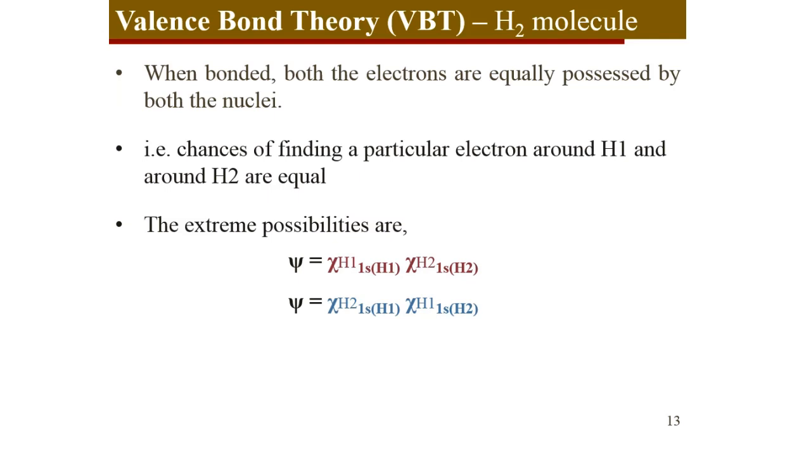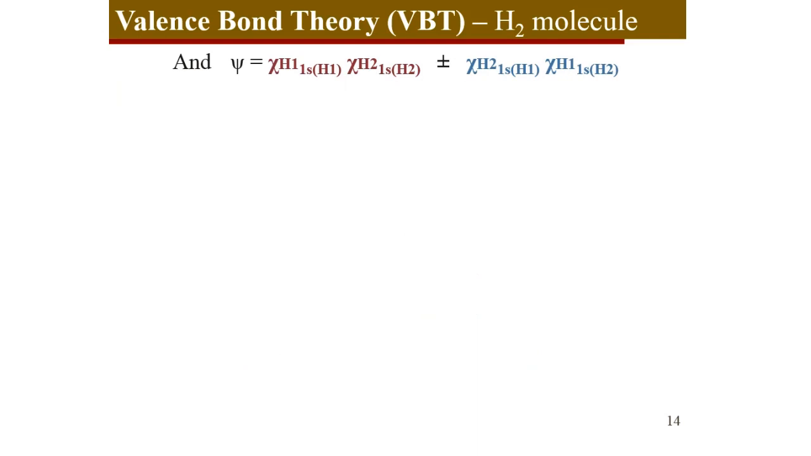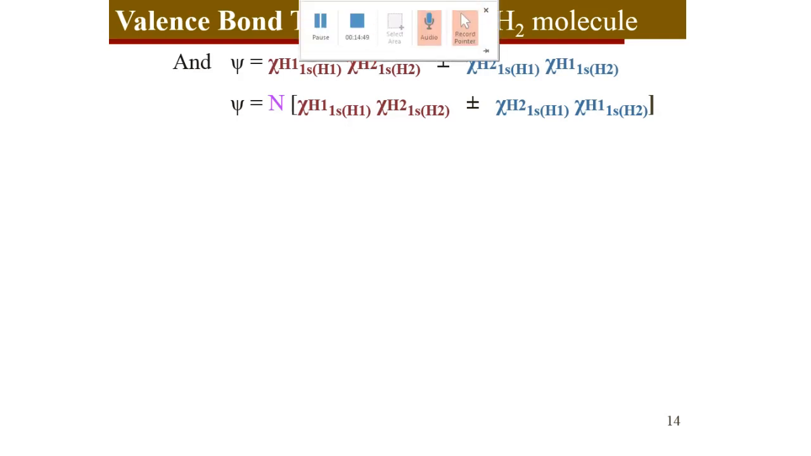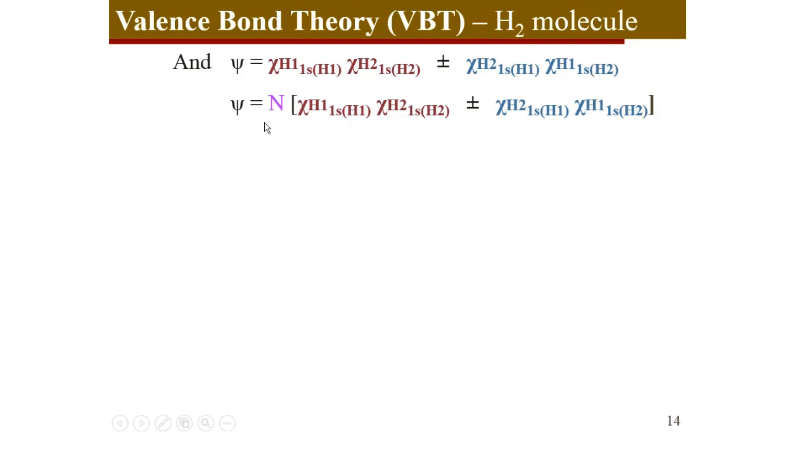So the total wave function can now be represented as a combination of the two possibilities, because the two possibilities are equal. Combining these two, I can write two combinations, additive or subtractive. This additive or subtractive means either the overlap is in phase or the overlap is out of phase. The additive overlap is the in phase overlap and the other one is the subtractive overlap. In this equation, I use the constant N because the wave function is normalized, so I can write this expression using a normalization constant N.